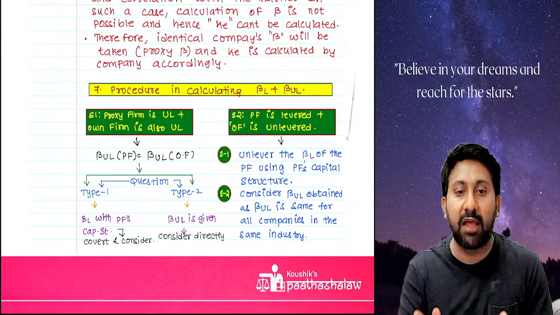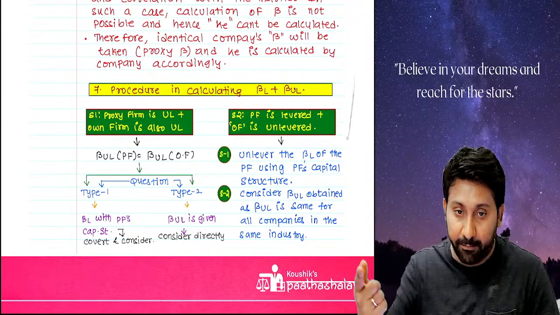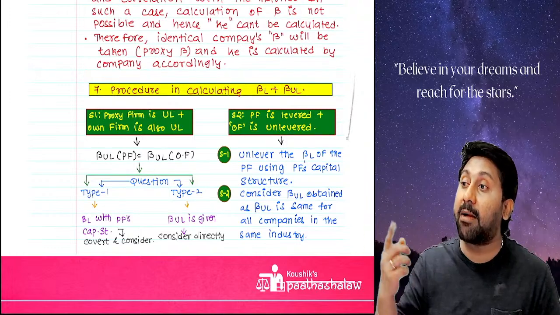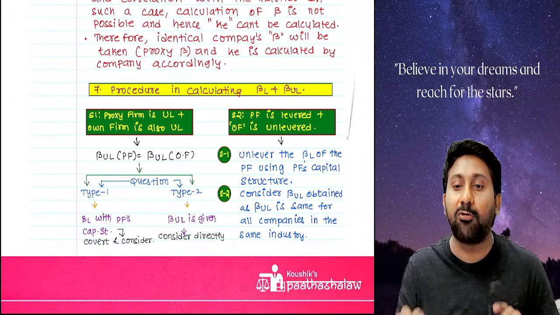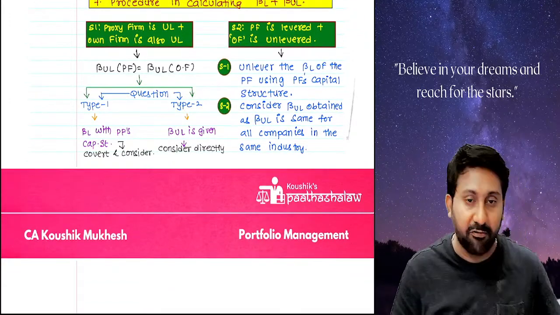when you don't have a beta with the market, then compare it with a proxy firm. A proxy firm means a similar company. That similar company's beta you can take, but you cannot take the beta directly. You have to make some tinkering. Five types of situation will come.